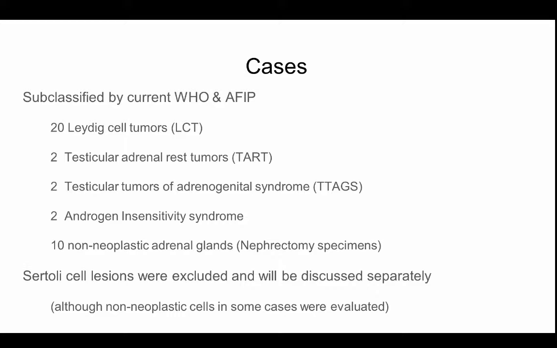And this is what we found, excluding Sertoli cell lesions for now, because I'll get into that as the next part. But the first part, looking at androgen-producing cells, we found 20 Leydig cell tumors, 2 testicular adrenal rest tumors, 2 testicular tumors of adrenogenital syndrome, and 2 cases of androgen insensitivity syndrome. These are actually non-neoplastic cases, but we're just looking at the non-neoplastic Leydig cells within these syndromes. And for comparison, we put in 10 non-neoplastic adrenal glands from nephrectomy specimens, because of the common embryologic origin.